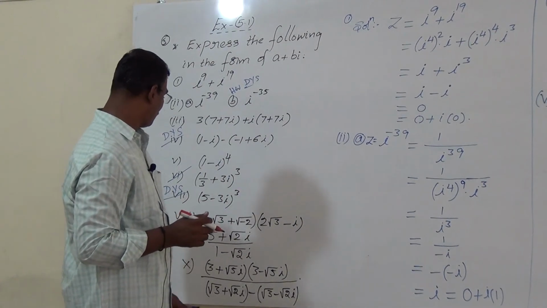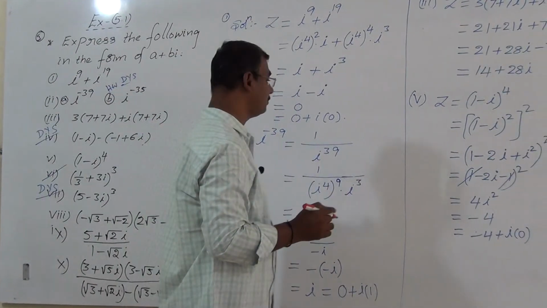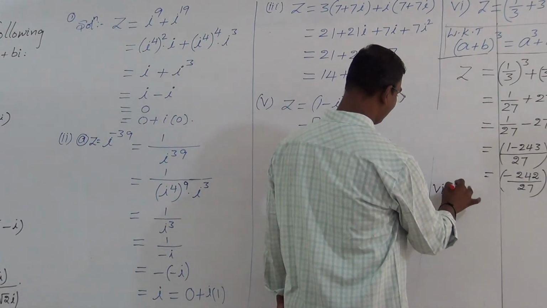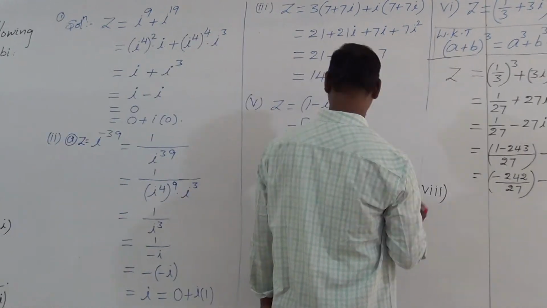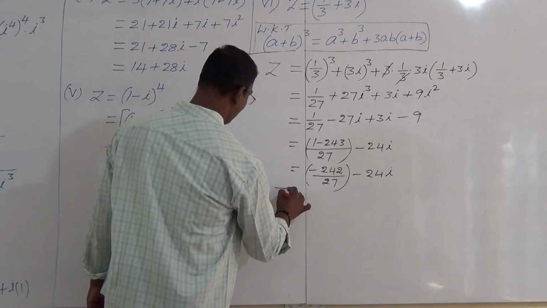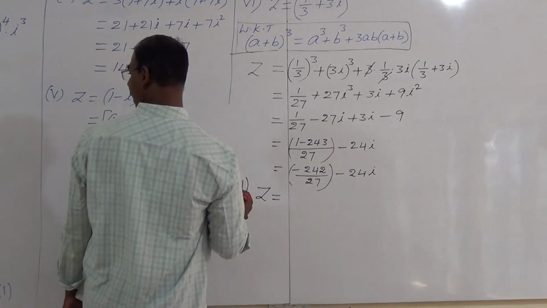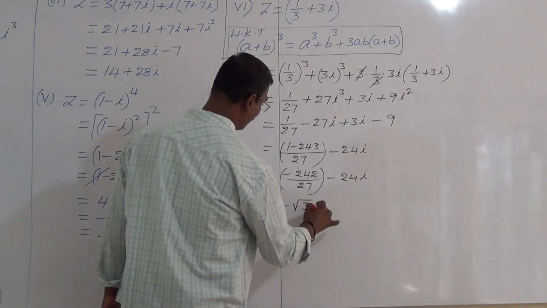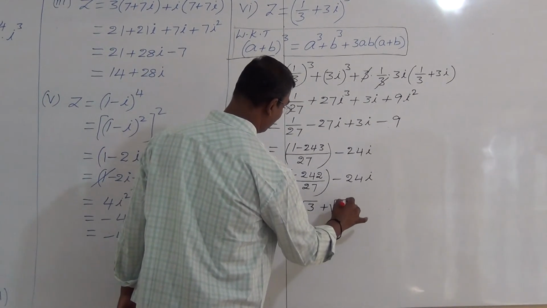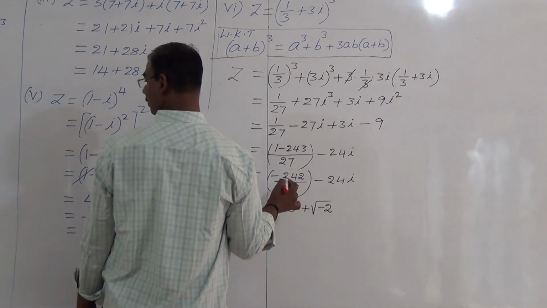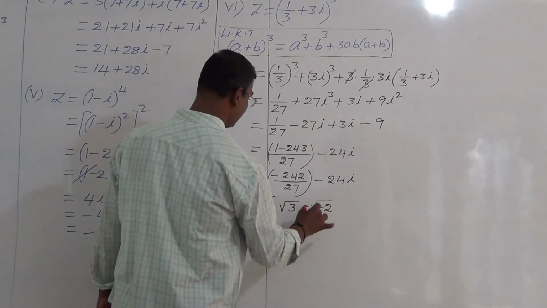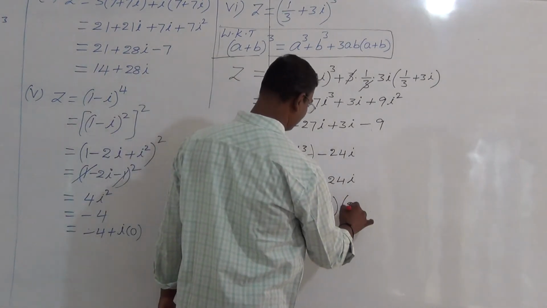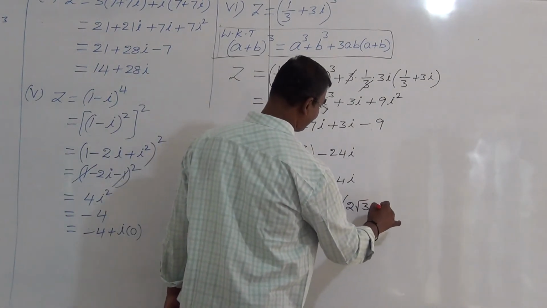Now I am going to problem number 8. So what is problem number 8? This is a very important question. Z is equal to minus square root of 3 plus square root of minus 2, bracket, 2 root 3 minus iota.